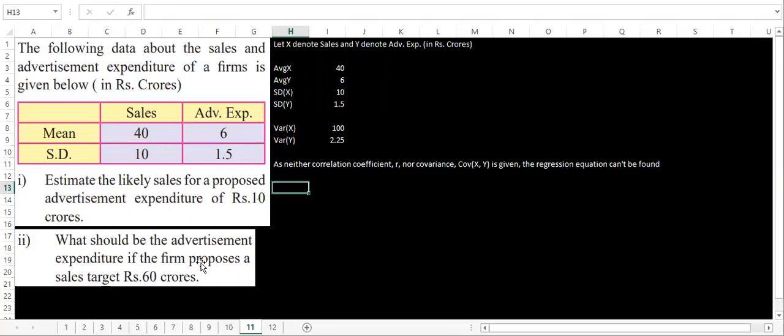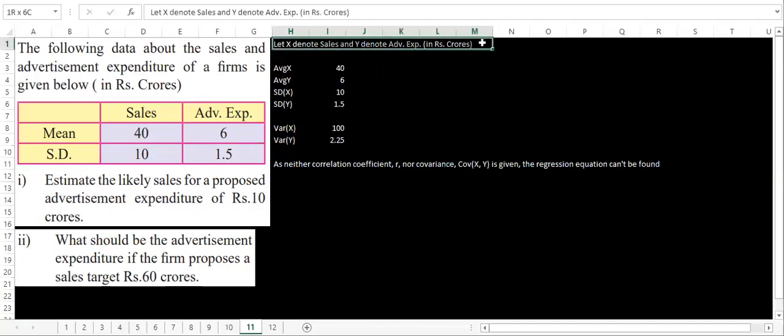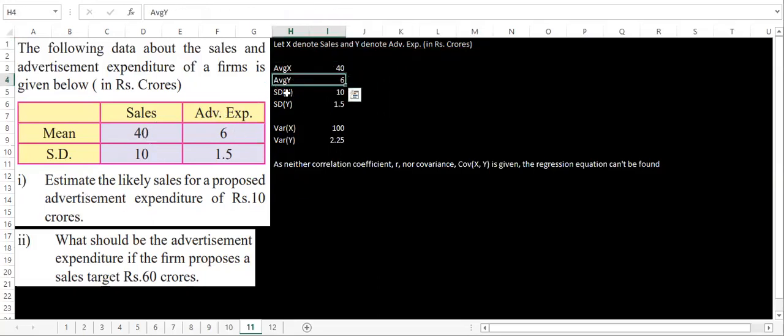And there's another question. Since they have not mentioned what x and y is, I have defined it myself. Let x denote the sales value and y denote the advertisement expenditure in rupees crores, of course. So the average of the x values is 40. Average of the y values is 6. The standard deviations are 10 and 1.5 of x and y respectively. And one thing you can calculate from this is that the variance of these values is nothing but the square of the standard deviations. And that's it, I think.